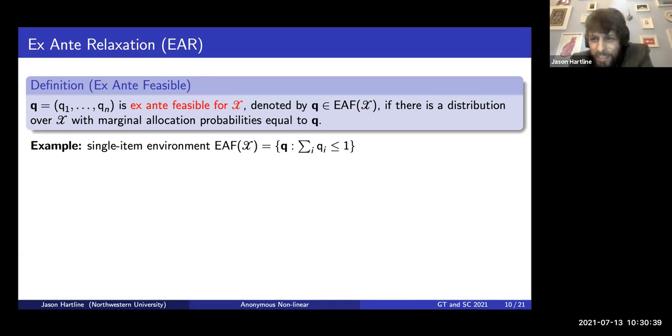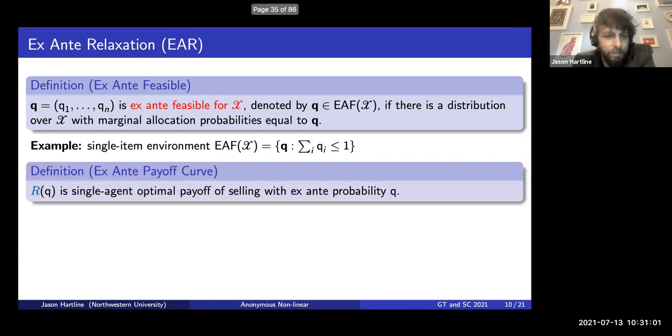Okay, so for example, if I have a single item, the ex ante feasibility for a single item is just that the sum of the allocation probabilities is at most 1. I have one item to sell, so it better be that in expectation I sell at most 1 item, meaning the probabilities I sell to each agent sum to at most 1. Great.